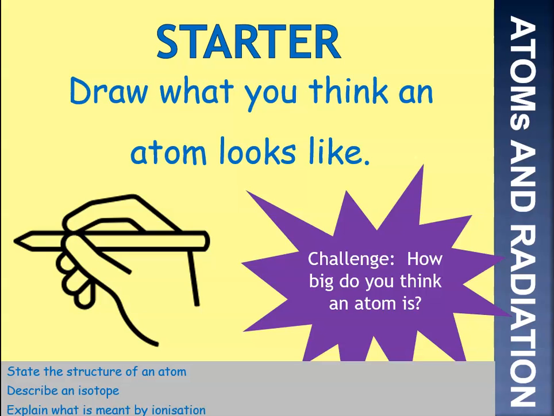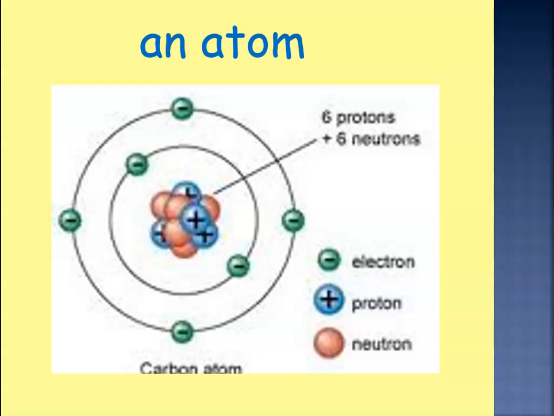Okay, let's have a look at what an atom actually looks like. So, an atom is a nucleus in the centre containing protons and neutrons, a big space in between that, and then orbiting around the outside are electrons in different energy levels or shells. The number of protons in the atom will tell you what the atom is. So in this case, we've got 6 protons. That means that it's carbon.